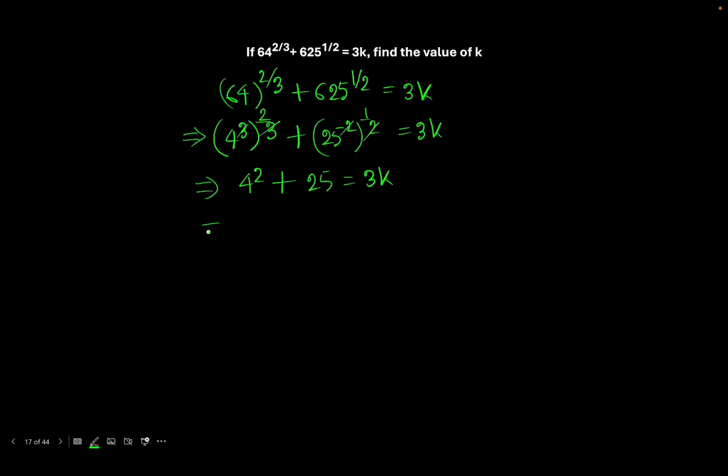3k. So it will be 16 plus 25 is 3k. So k will be 41 by 3, and this is our answer.